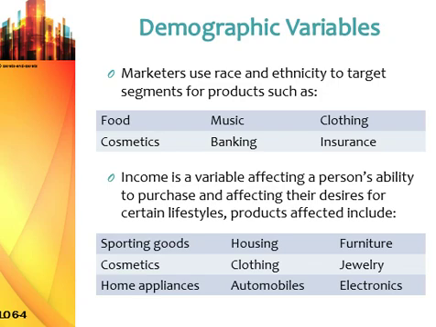So marketers use race and ethnicity to target segments for products such as food, music, clothing, and so on. Income is a variable affecting persons' ability to purchase and affecting their desires for certain lifestyles. Products affected include sporting goods, cosmetics, housing, and etc.